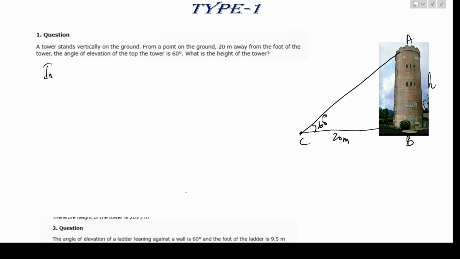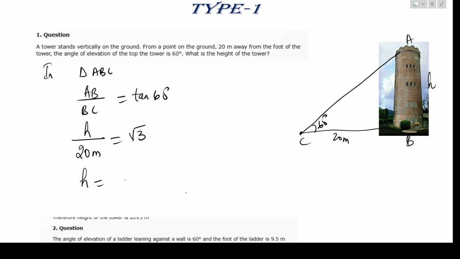Now in triangle ABC, which is a right angle triangle, AB by BC will be equal to tan 60 degrees, because opposite by adjacent is tan theta and theta here is 60 degrees. So tan 60 degrees. Now AB is nothing but the height of the tower here and BC is given as 20 meters, and tan 60 degrees is root 3. That is how you get the height of the tower without climbing it as 20 root 3 meters.